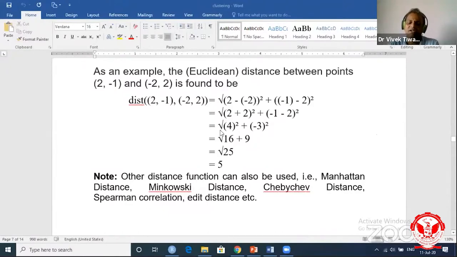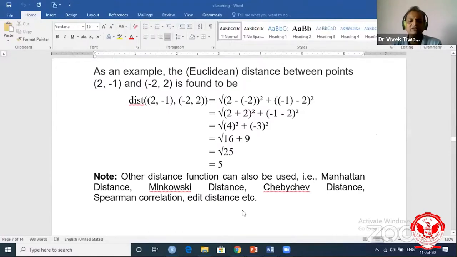Why have you chosen only Euclidean distance? Why didn't you try other distance matrices? What was the benefit of the Euclidean distance? You are supposed to know the answer. So that is the question I have thrown at you.